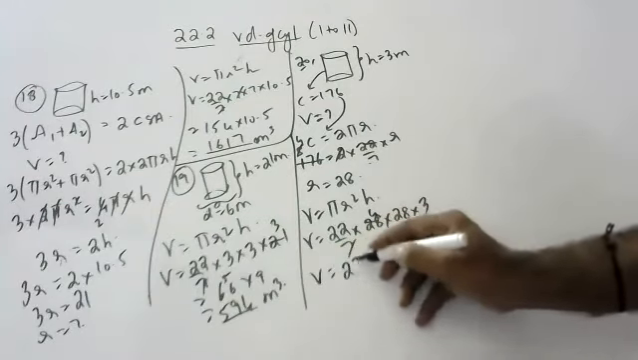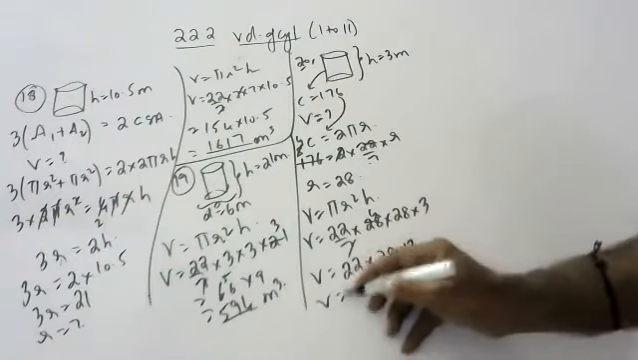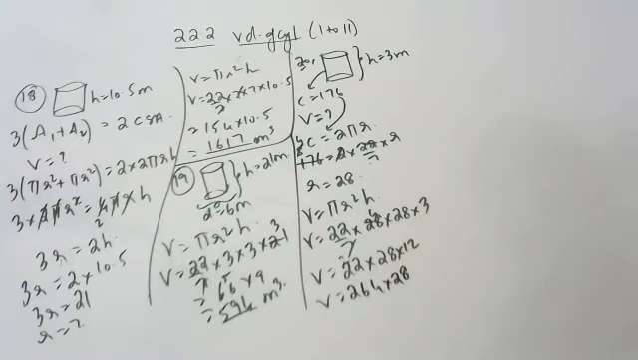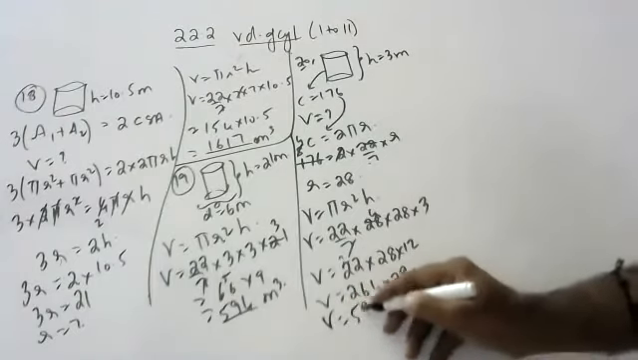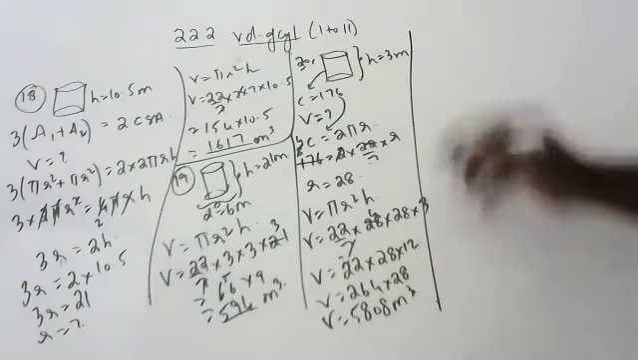Volume is equal to 22 by 7 into 28 into 28 into 3. After cancellation, 22 into 28 into 12. Can anyone help me? 264 into 28, how much? Sir, 5808. 5808 meter cube of timber is present in the wood.